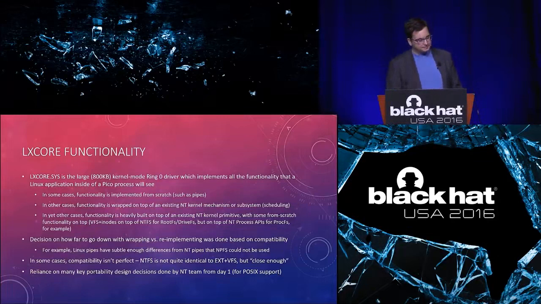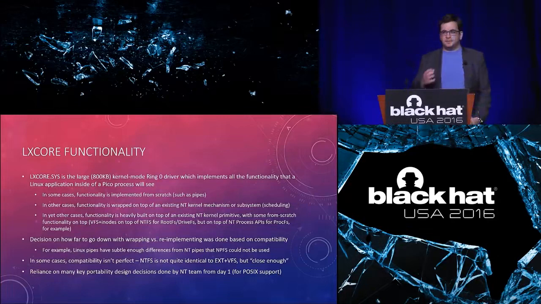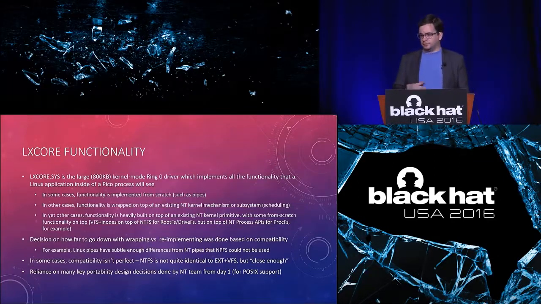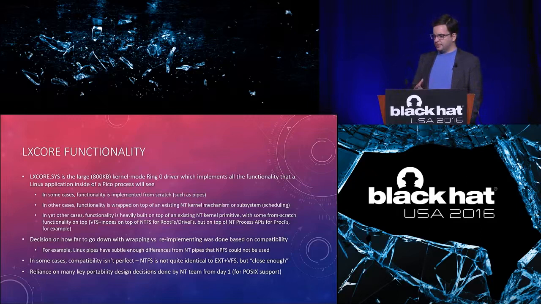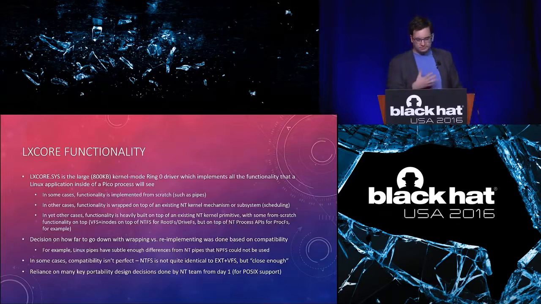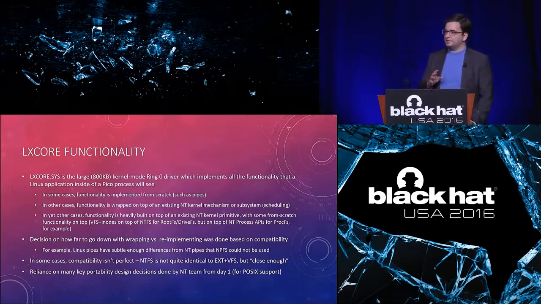Now, in some cases, the implementations of the Linux API are written from scratch. So for example, the pipe implementation is a from-scratch implementation of Linux pipes. In other cases, we're just wrapping something that the NT kernel already provides. For example, scheduling. There isn't a custom scheduler that's Linux-specific in any way. You basically just wrap all scheduler APIs to the NT scheduler, and the NT scheduler takes care of all that work.